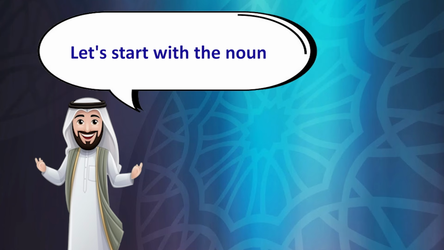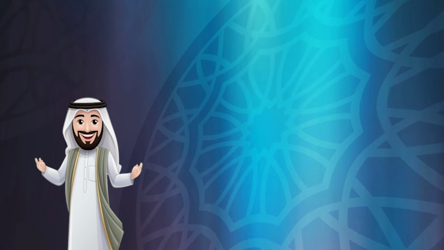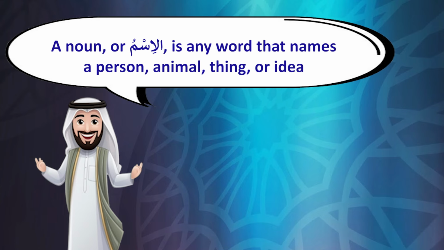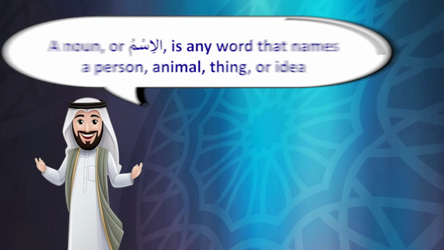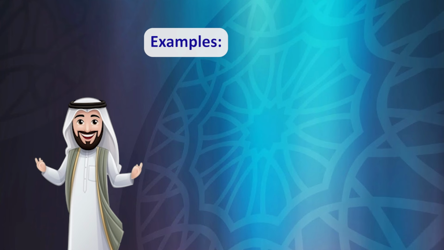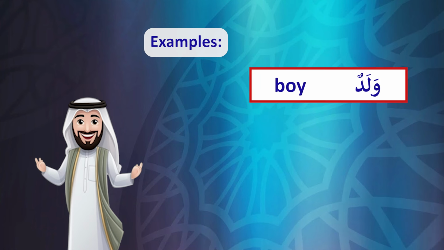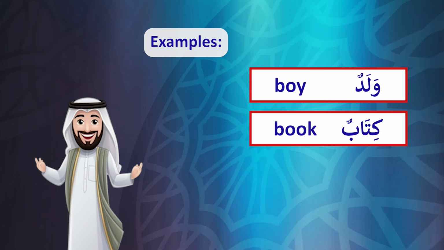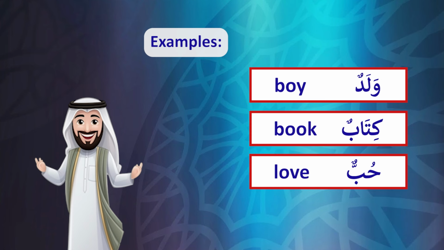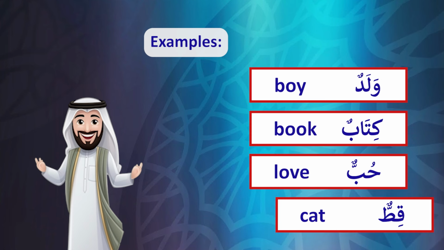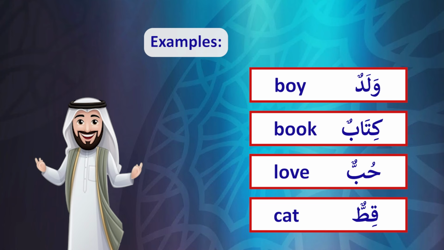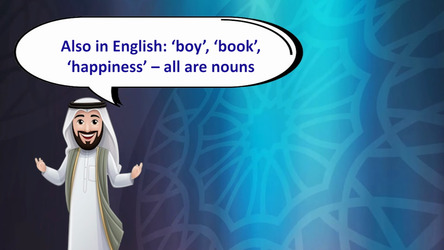Let's start with the noun. A noun, or al-ismu, is any word that names a person, animal, thing, or idea. Examples: ولد, boy; كتاب, book; حب, love; قط, cat. Also in English, boy, book, happiness, all are nouns.